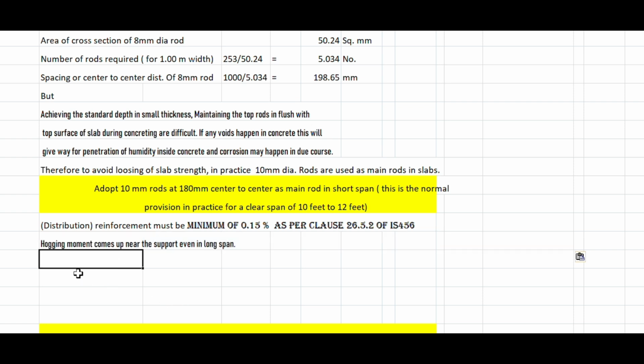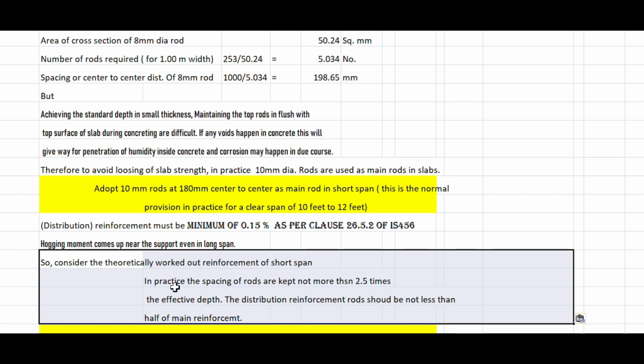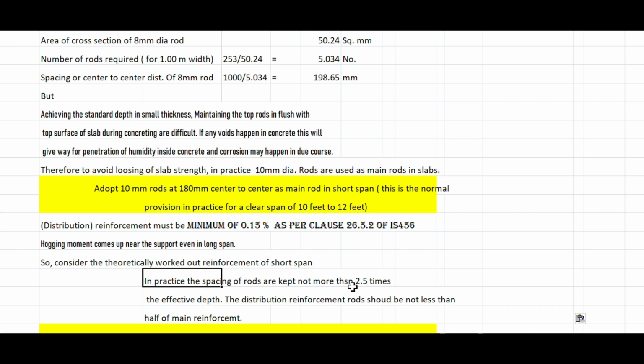Also, it has to be considered that hogging moment, that is, negative moment, may occur even in the long span at the place of supports. So, considering the theoretically worked out reinforcement for short span, in practice the spacing of the rods is kept not more than 2.5 times. This is also a practical thing. In IS 456, this has been given as 3 times the depth of the slab. In practical condition, this should not be more than 2.5 times the effective depth of the slab. The distribution reinforcement should not be less than half of the main reinforcement. This is also adopted in practical conditions.